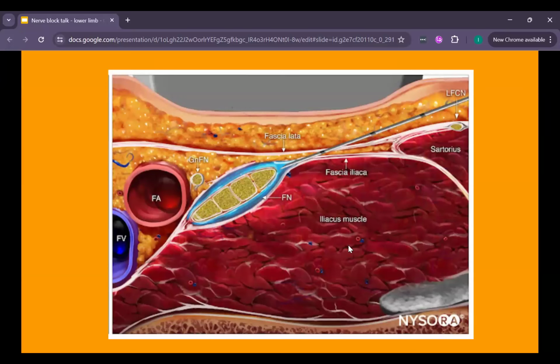So the femoral nerve lies in the proximal thigh, underneath two fascia layers. So we've got the fascia lata and the fascia iliaca, and then it's that old med school teaching of nerve, artery, vein. The femoral nerve is enveloped by the fascia iliaca, and it's important that we get within that fascia iliaca sheath in order to get a successful femoral nerve block.